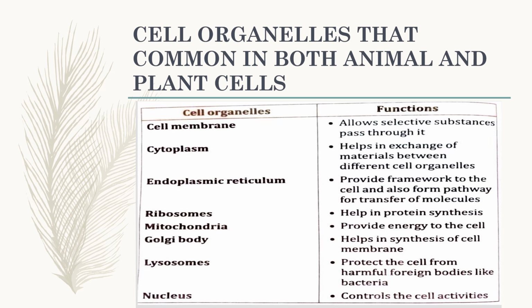Cytoplasm helps in exchange of materials between different cell organelles. Endoplasmic reticulum provides framework to the cell and also forms pathway for the transfer of molecules. Ribosomes help in protein synthesis. Mitochondria provide energy to the cell. Golgi body helps in the synthesis of cell membrane. Lysosomes protect the cell from harmful foreign bodies like bacteria. And finally, the nucleus, it controls the cell activities.